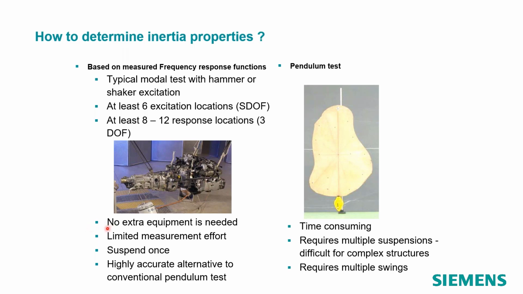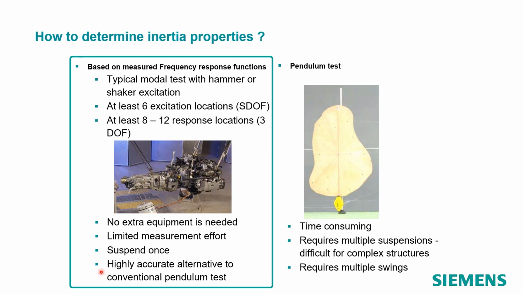So here, no extra equipment's needed. Most labs have an impact hammer and an accelerometer. Limited measurement effort if you're not going to do a whole modal test. All you need is at least 8 triax locations and 6 impact locations. You only need to suspend it once, as opposed to a pendulum test where you have to suspend it multiple times. And it's a highly accurate alternative to a conventional pendulum test. So the left side is what we're proposing in TestLab to use a rigid body calculator to get the rigid body properties.